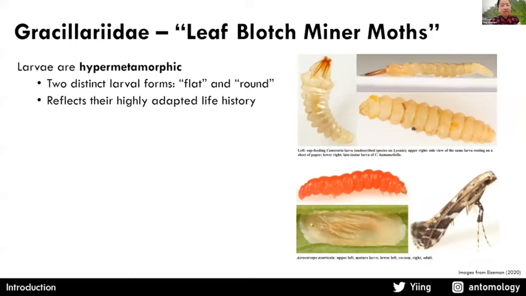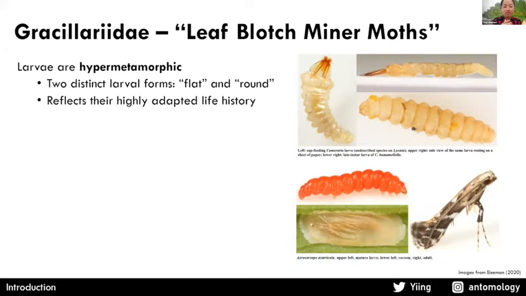Another interesting thing about this group is that the larvae are hypermetamorphic. The larvae have 2 distinct forms. They go through a number of different instars, but the instars can be divided into 2 forms. They have this flat form, which feeds with that sap feeding behavior, and they're really flat. Here's an example of this larva on a piece of paper, and it's not actually dried up. That's how thin it is.